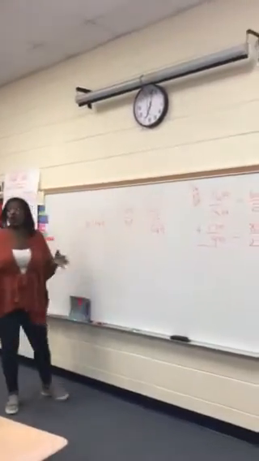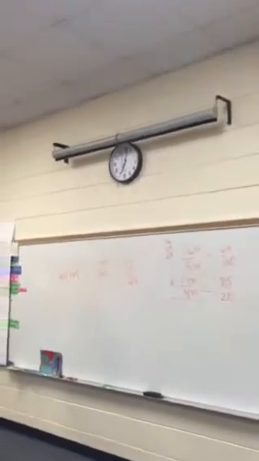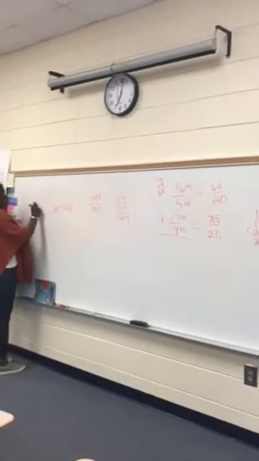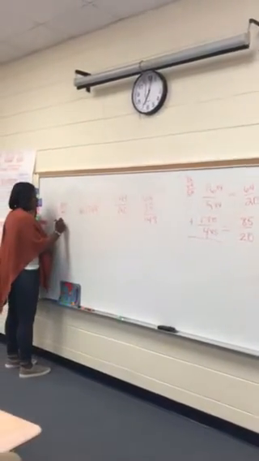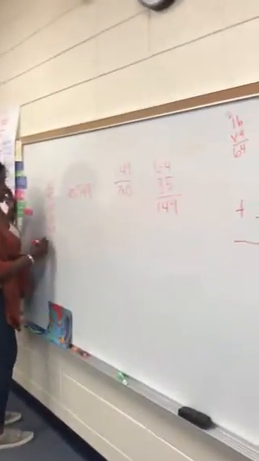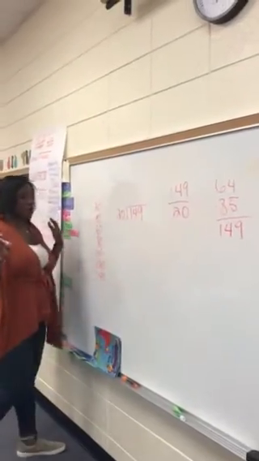If I struggle with my facts, with my division, what do I need to list? Your multiples. Multiples of what? 20. Let's go. 20, 40, 60, 80, 100, 120, 140. Okay, we can stop right there.